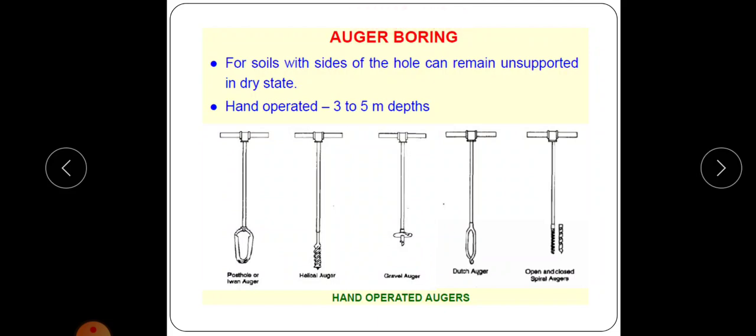Auger boring means the hand operated augers. An auger is a boring tool similar to one used by a carpenter for boring holes in wood. Usually this auger boring is done for soils where the sides of the hole can remain unsupported in a dry state. That is, usually for clay soil, auger boring can be adopted because it can stand without any support. This auger boring can be done for a depth of 3 to 5 meter.